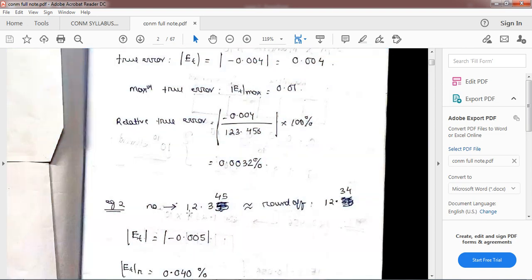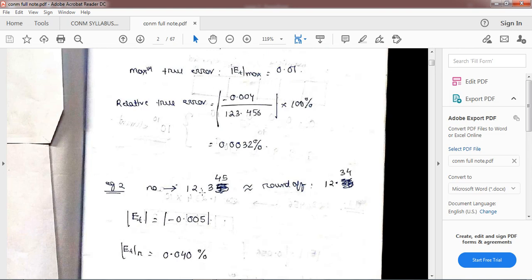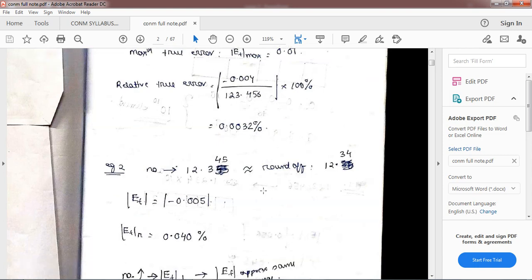Suppose I take another value, 12.345, and round it to 2 decimal places. That's 12.34, isn't it? Now over here, why haven't I changed it to 5? Because this is 5 and the previous digit is an even number, so it will not change. This is the rounding off rule. Over here also, output minus input is this, since it is a modulus.